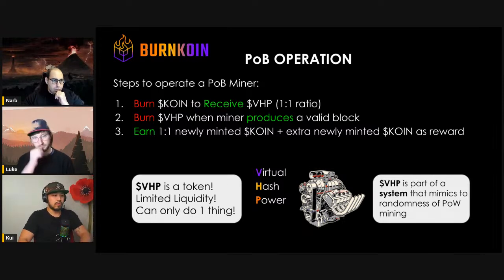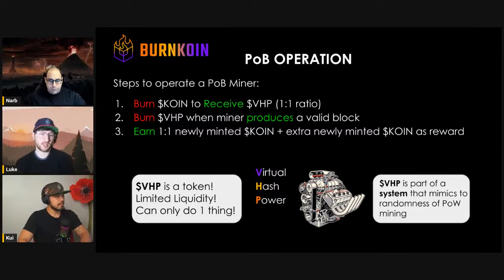Okay. So VHP is part of a system that mimics the randomness of PoW. So, as Luke said, it allows you to probabilistically produce blocks. We can get further into detail on that, but you can take a look at some of the articles we posted on Medium. If you check the Koinos Twitter, there are tons of articles we put out talking about VHP and how proof of burn works, and we go into quite some detail.